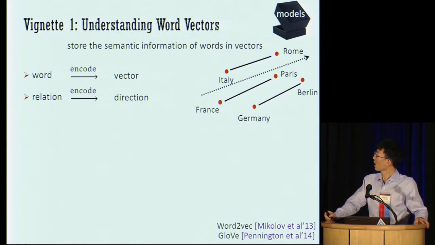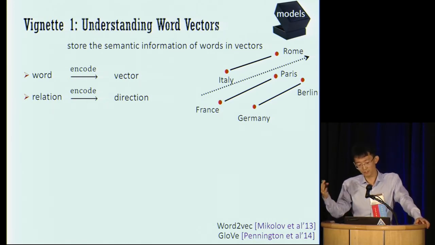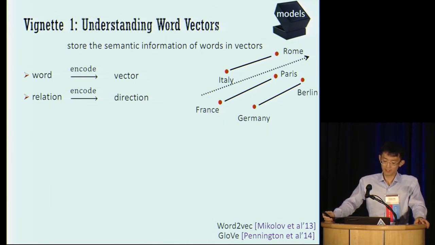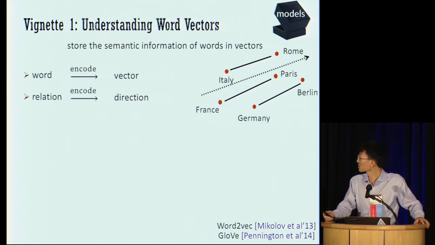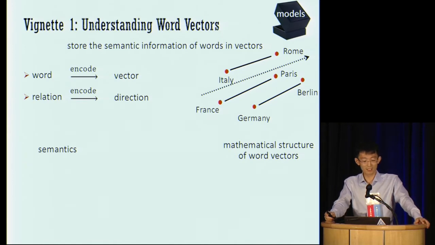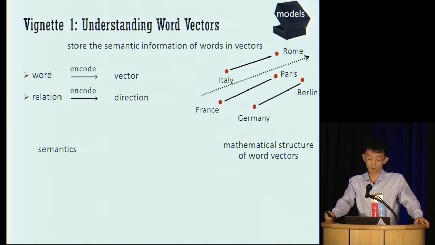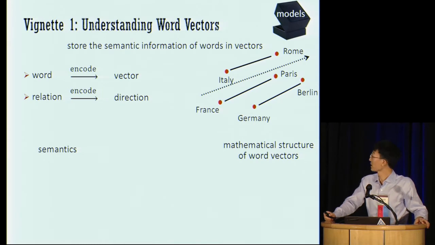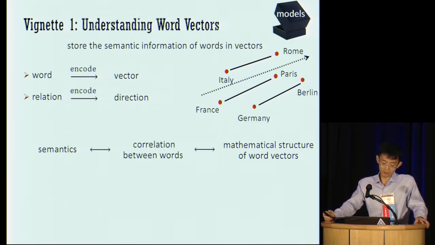And this also applies to other relationships, like a gender relationship and, for example, a country-currency relationship, and so forth. The mystery that we want to explain here is why we can embed or encode all of these words into vectors so that we can have these nice properties. In some sense, the question we want to understand is how we link the semantics of the words with the mathematical structures of these vectors. And the explanation we found is that they can be linked through the correlations between words.